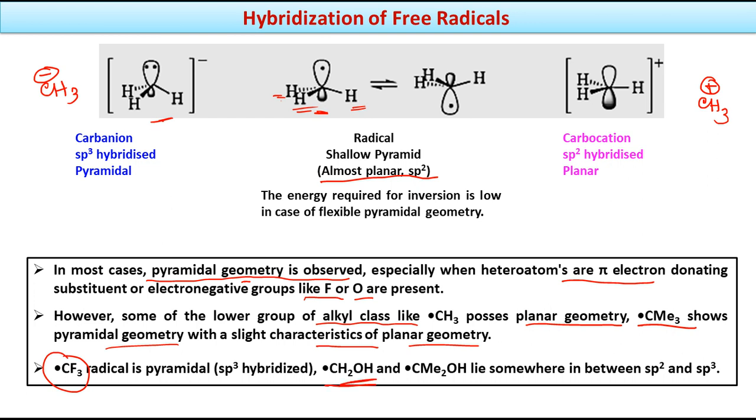And if we have substituents like, see here we have H2COH, that means carbon is attached to 2 hydrogens and 1 OH, or carbon is attached to 2 methyl groups and 1 OH, then it is somewhere in between sp2 and sp3. So it may vary, there is nothing fixed.